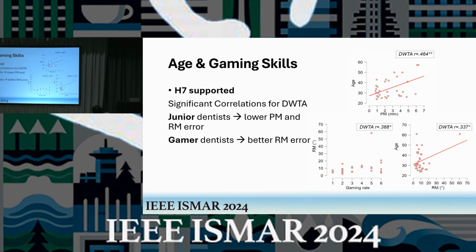Meanwhile, for the age and gaming skills, we see that our seventh hypothesis is supported. Significant correlations for the dynamic widget target axis. Junior dentists had lower positional and rotational error. And we also see that gamer dentists had better rotational magnitude as well.